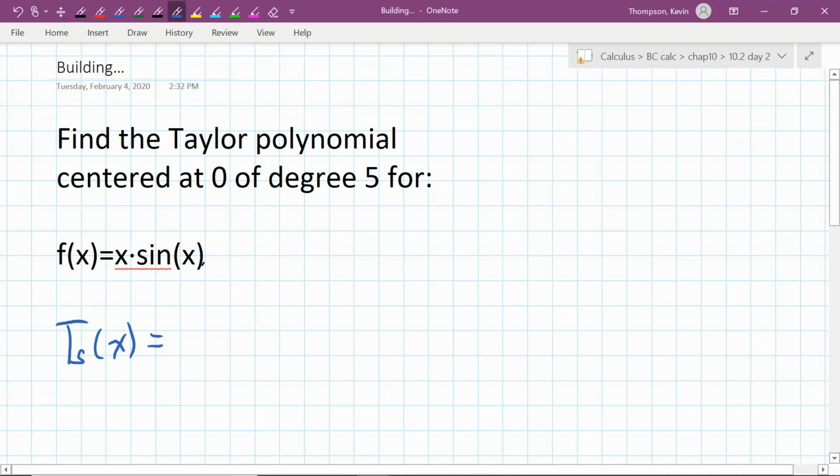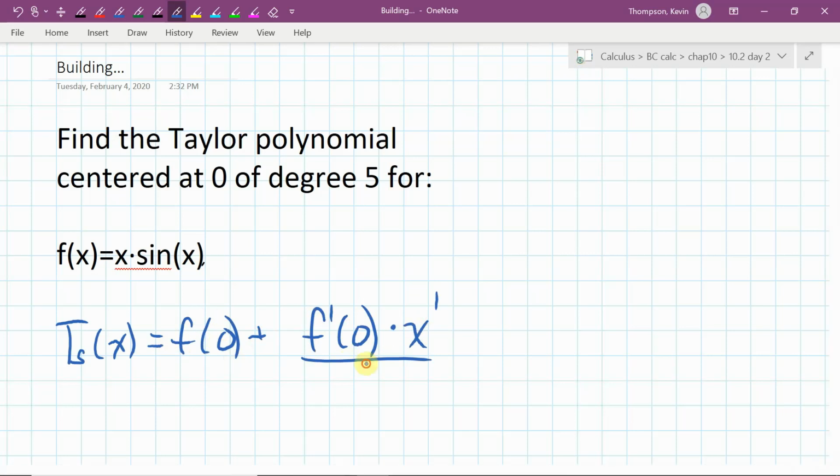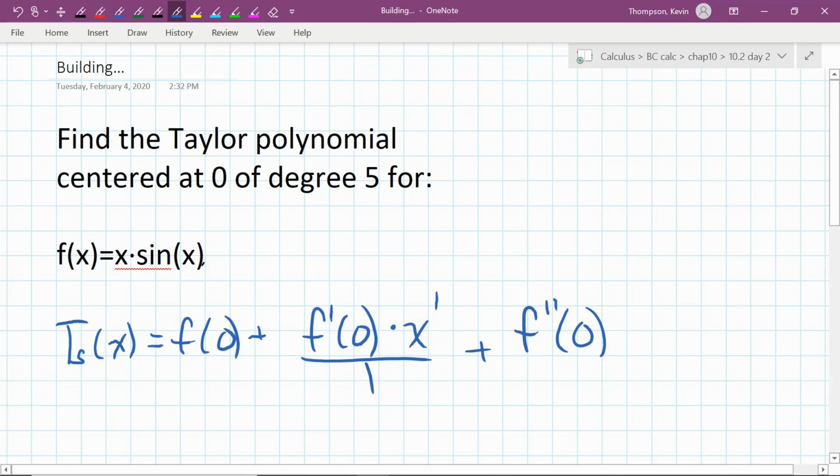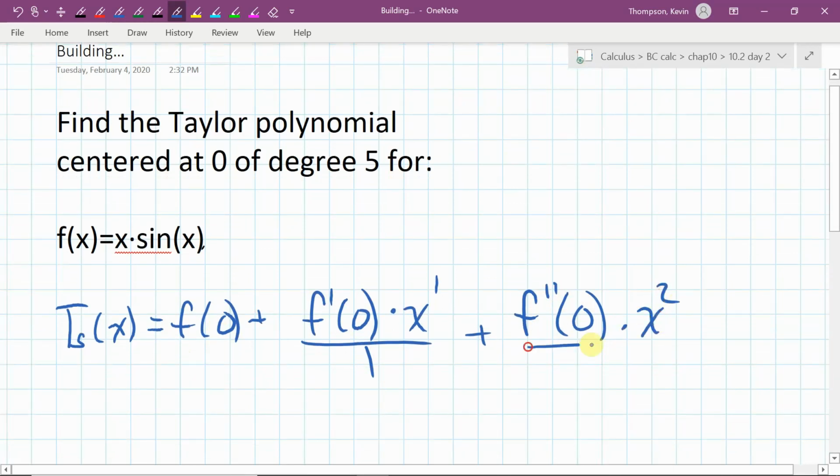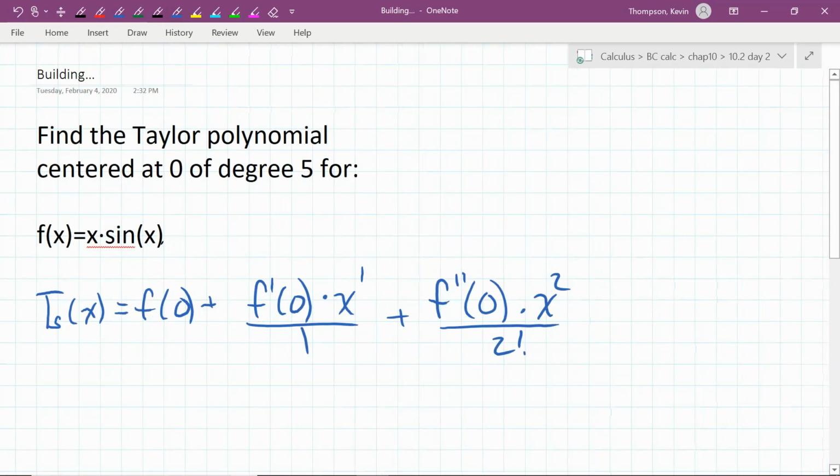So the Taylor polynomial, in general, should be f of 0 plus the derivative evaluated at 0 times, help me finish that, times x to the first divided by, if I wanted to write it, 1 factorial, which is just 1. So if I wanted to put it there, I could. And then the next term, the second derivative, all of these are always evaluated at 0. It's going to now be x squared. Now it's 2 factorial, which is just 2. And I need to keep going.